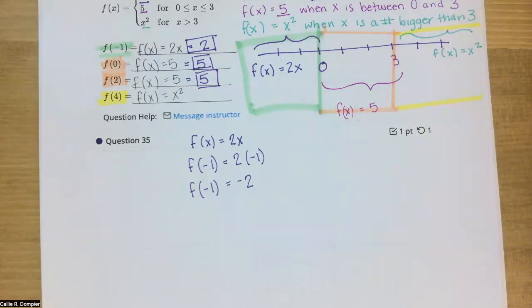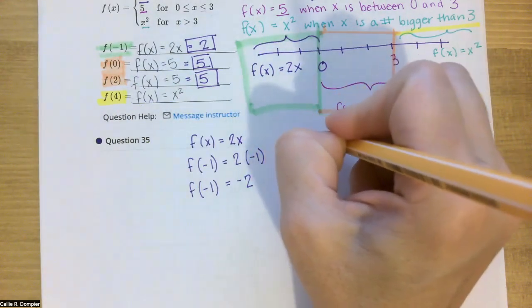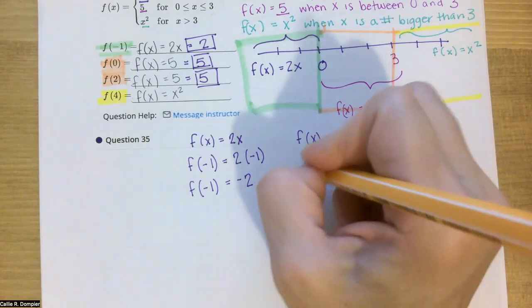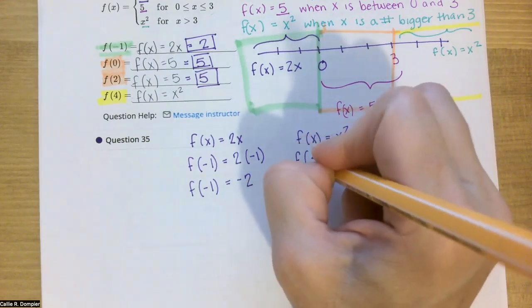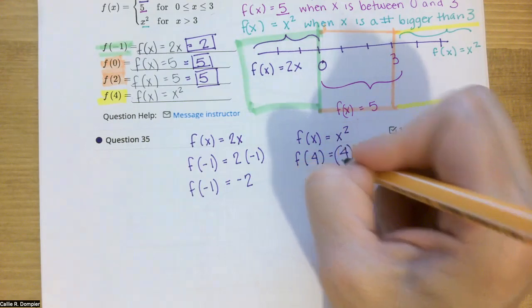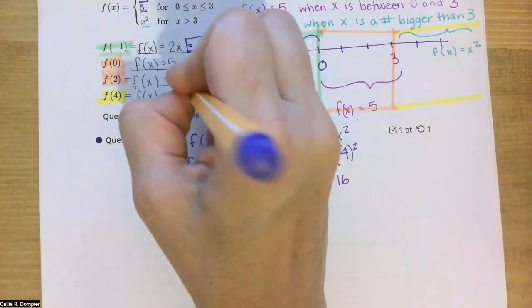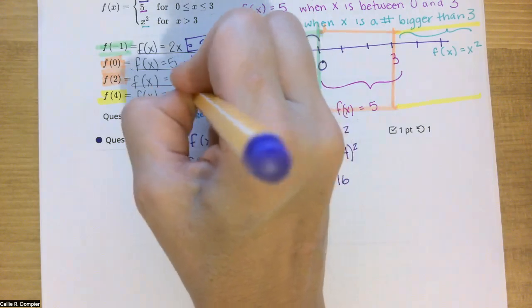And for our last one, f of 4 is f of x equals x squared. And I'm going to substitute that x with a 4. So instead of x squared, I have 4 squared, which is 16. And those are my answers.